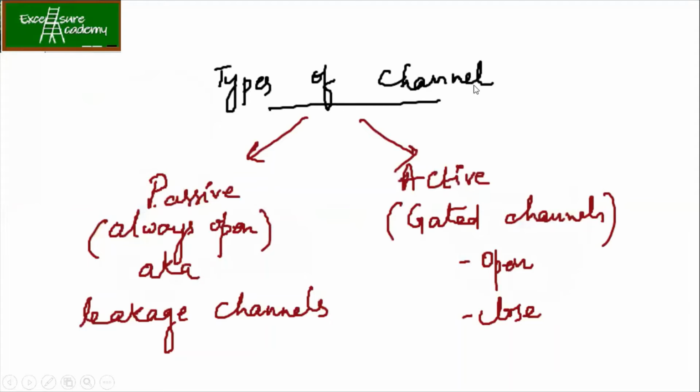Okay. So then we have different types of channels. Passive, which is always open, also known as leakage channel. This is also important, that every time we have certain leakage in the channel. Now why is it important? Can you guess? So active means gated channels. When there is a need, when an impulse comes, then only it gets open, then only it gets closed. But sometimes we also do need leakage channels. Why do you think we need leakage channels?